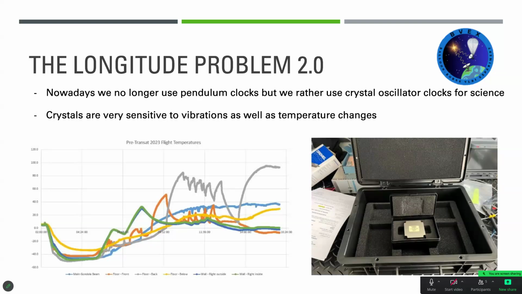Well, we're facing much of the same issues. We don't use pendulum clocks anymore, but nowadays we use very high precision crystal oscillator clocks. The problem is that crystals are very sensitive to vibrations and to temperature changes. Both of these things happen on balloons. The balloon moves around like a giant floating pendulum, moving back and forth. The bigger headache here is actually the temperature.